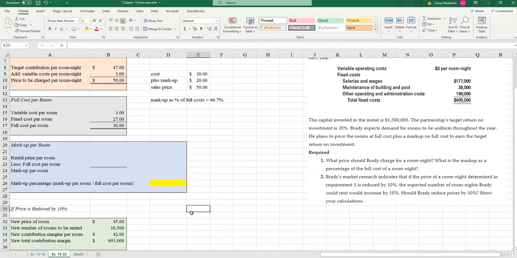So this is where price sensitivity, computing the full cost per room, getting our desired return on investment, this is where a lot of the contribution margin and stuff really makes a difference here.